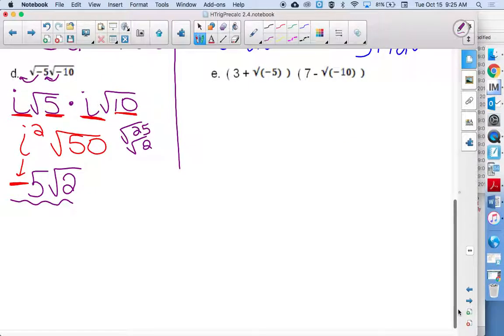So the last one on this page, really this is 3 plus I and then the square root of 5, times 7 minus I and the square root of 10.